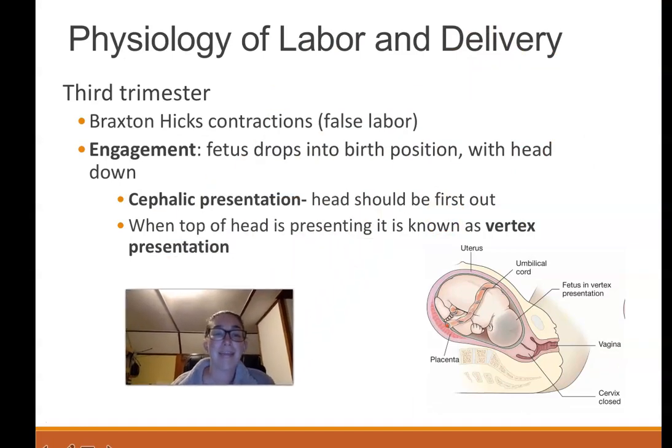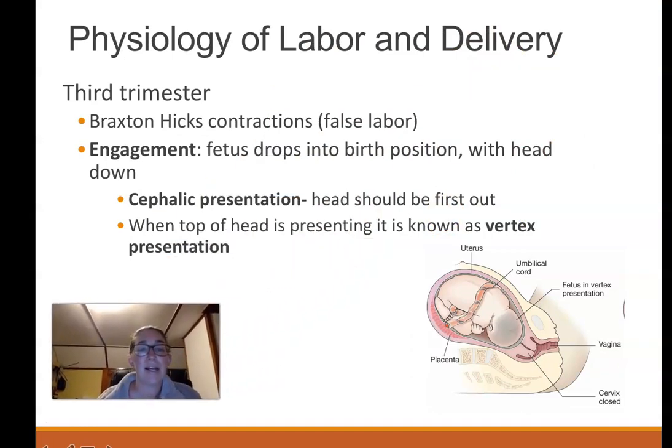So labor occurs, ideally between 38 and 42 weeks. During the third trimester, the fetus is getting into position. That's called engagement, preferably in the head down position.